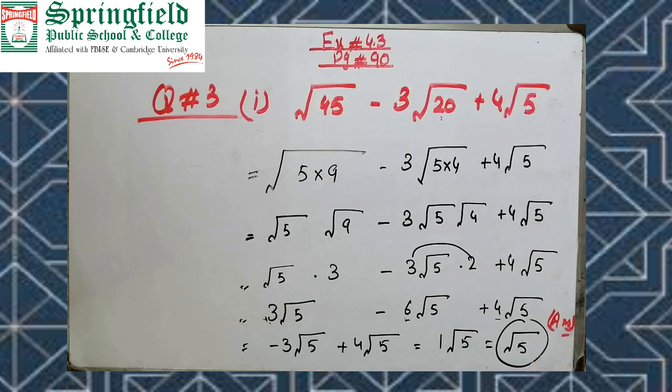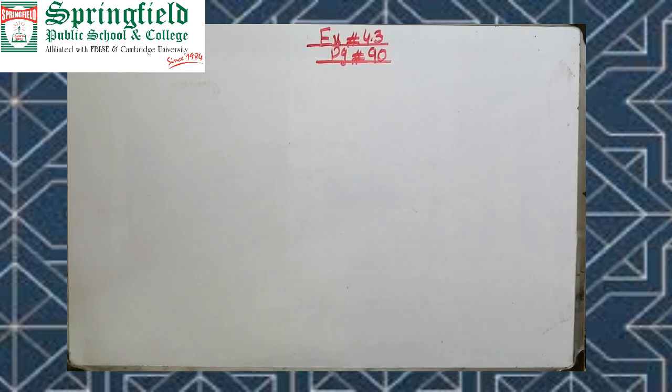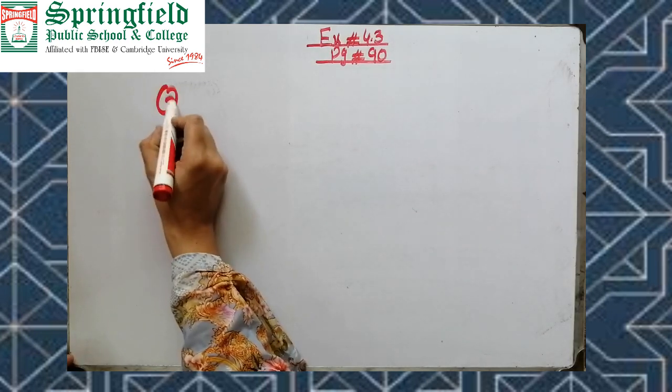Understood beta? Okay, now all the rest of the parts are your homework. Do the practice of all these questions in your notebook. Now come to the last question, question number 4. Okay, question 4 and the second part.